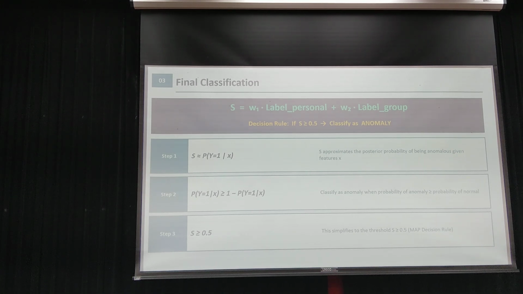The final classification combines both algorithm outputs using the adaptive weights. So if S is greater than or equal to 0.5, the recording is classified as an anomaly.